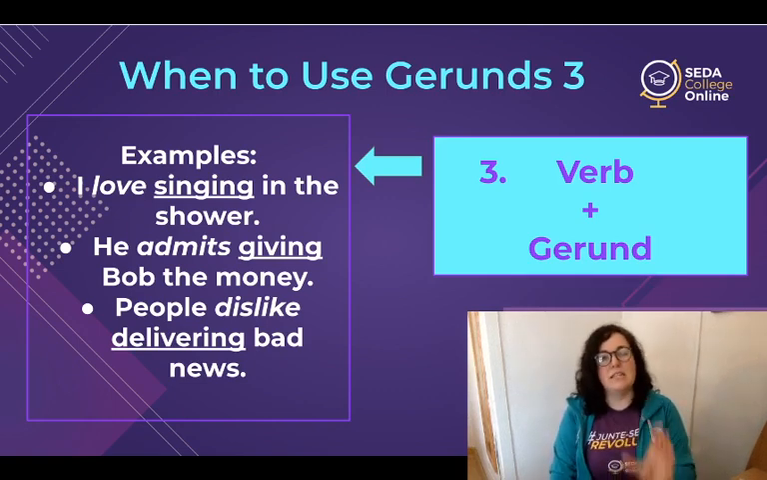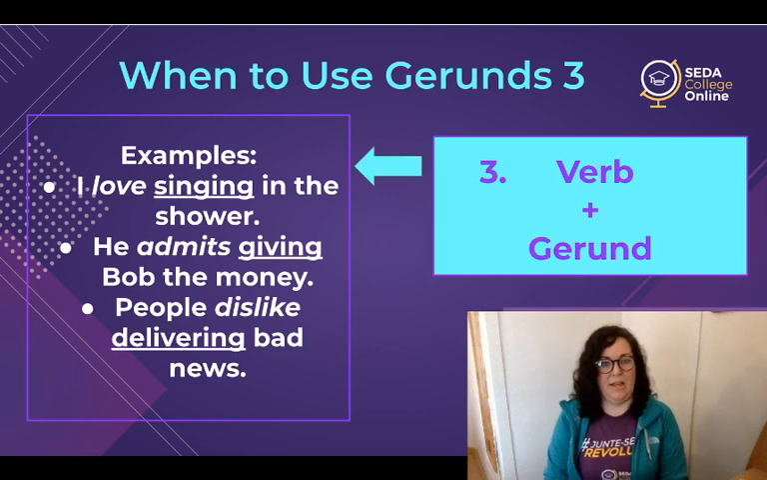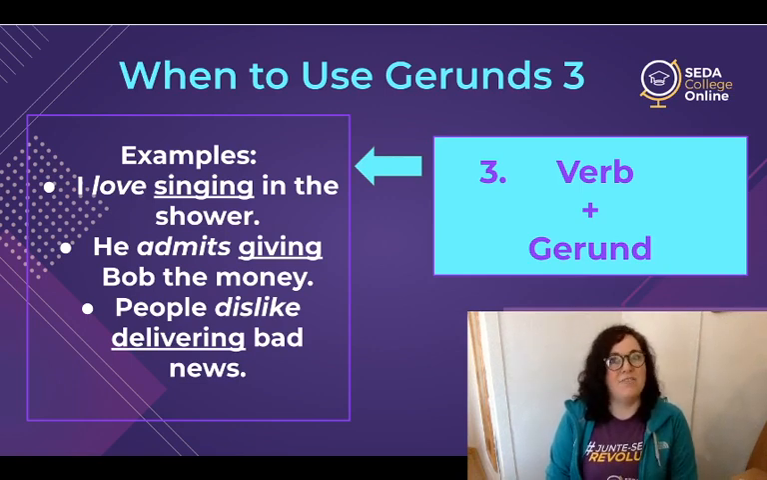Okay, so this time I'm gonna say the sentences again for a little bit of speaking practice for you. I want you to repeat after me, okay? I love singing in the shower.